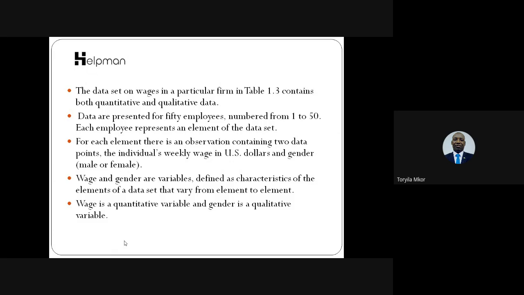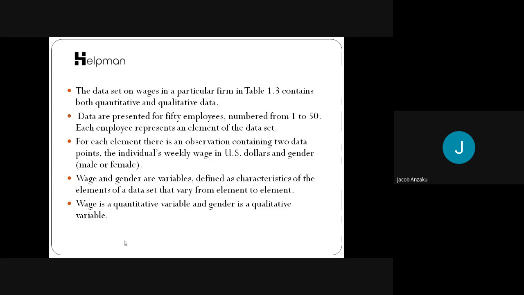All right. So data presented are for 50 employees numbered from 1 to 50. Each employee represents an element of the data set. And just like we said, it contains two data points, which are the weekly wage in US dollars and the gender of the observation, which is either male or female.